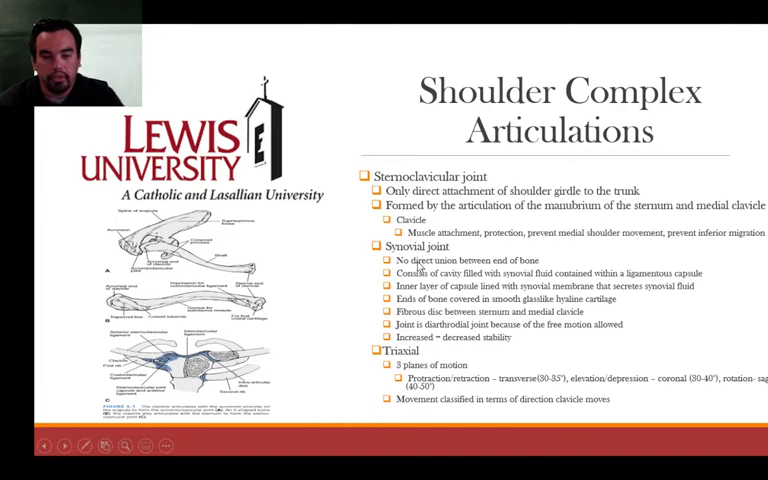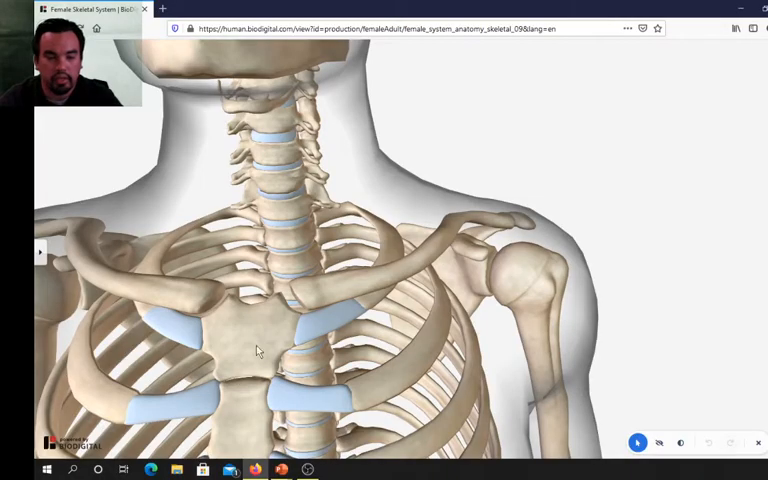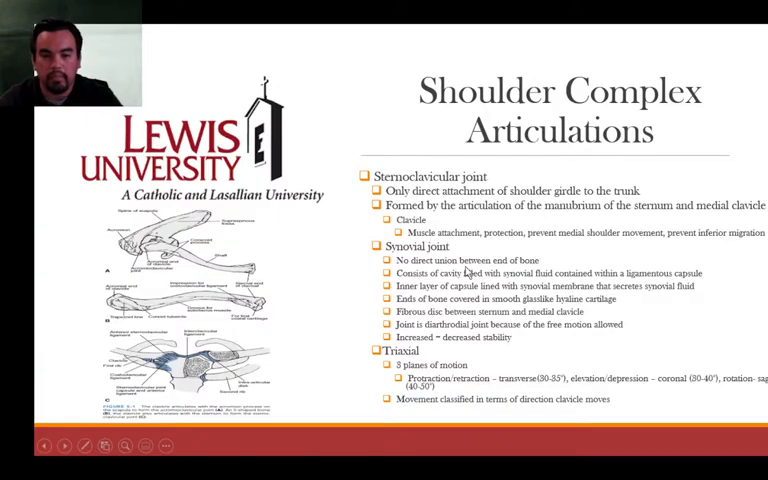It is a synovial joint at the SC joint. This is what the sternoclavicular joint is called in short, the SC. So at the sternum and the clavicle, right here in the front, it's a synovial joint, so it's wrapped in a capsule. It has a little disc, and it's filled with synovial fluid. That's what helps lubricate the movement of those joints. The ends of the bone are covered in hyaline cartilage that we've discussed before. Like I said, it has a fibrous disc. The joint is diarthrodial because of the free motion that is allowed within it.